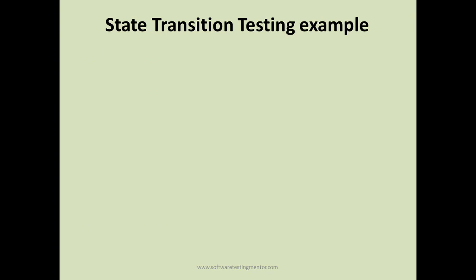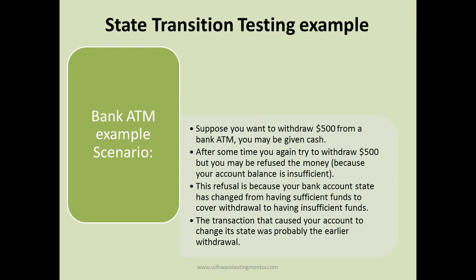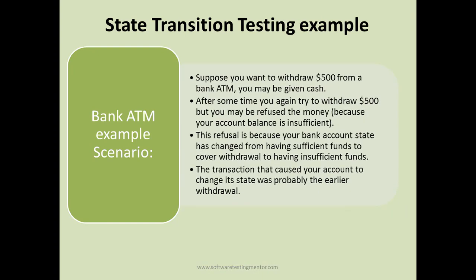Now let's take an example of state transition testing. Let's take a bank ATM example scenario. Suppose you want to withdraw some amount, $500, from a bank ATM. You may be given cash the first time if your bank account has a balance. After some time, you again try to withdraw $500. You may be refused the money. In case your bank account doesn't have sufficient funds, you will be denied the withdrawal of $500.